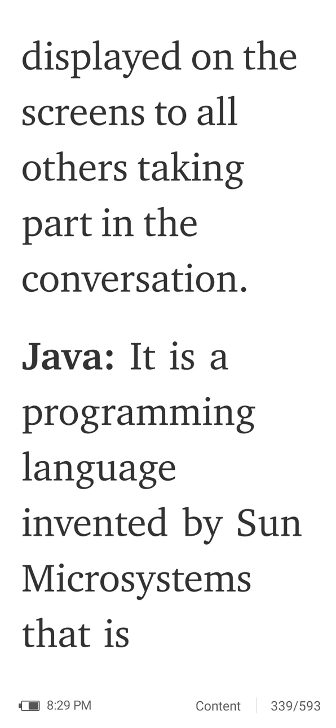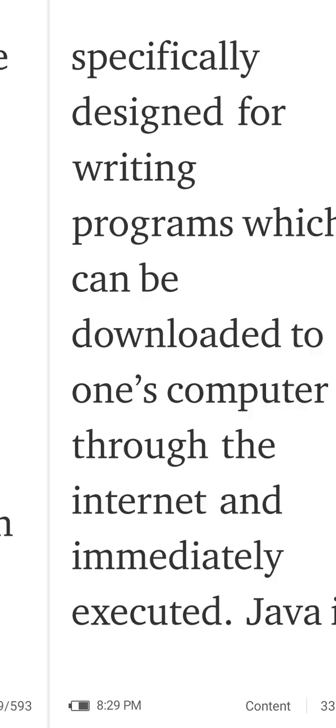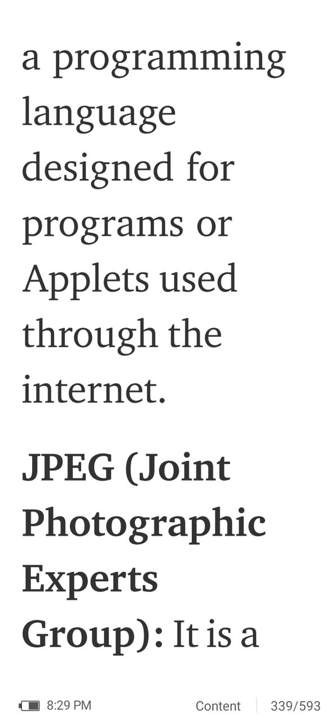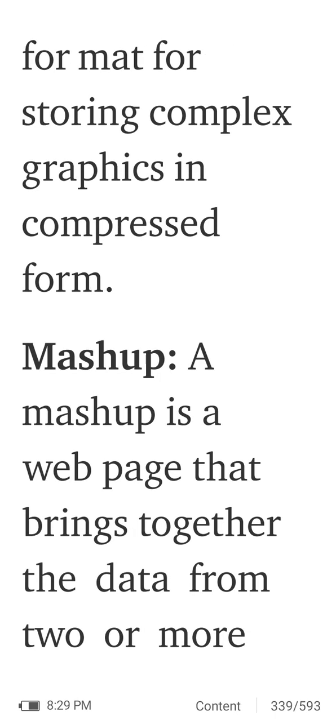Then Java is a programming language invented by Sun Microsystems that is specifically designed for writing programs which can be downloaded to one's computer through the internet and immediately executed. Java is a programming language designed for programs or applets used through the internet. JPEG, Joint Photographic Experts Group. It is a format for storing complex graphics in compressed form.